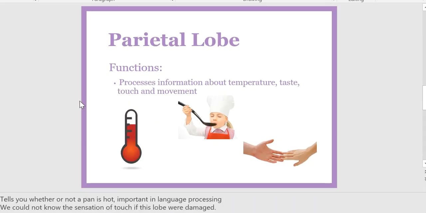For the parietal lobe, its function is to process information about temperature, taste, touch, and movement. So this is what tells you whether or not a pan is hot. And it's really important in language processing and having you understand different languages. If we didn't have this lobe, or if this lobe was damaged, we wouldn't know what touch was. We wouldn't have that sensation. So that's where the parietal lobe comes into play.